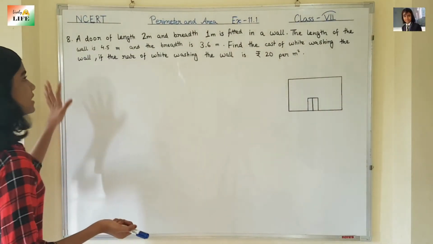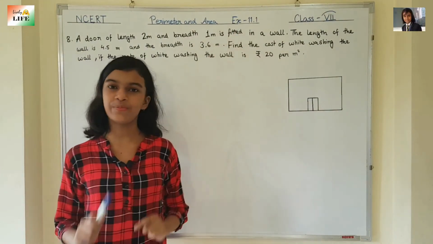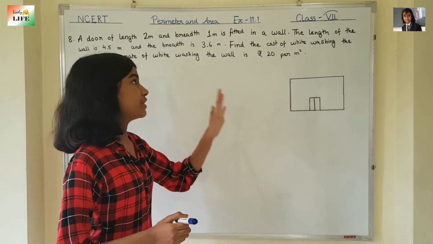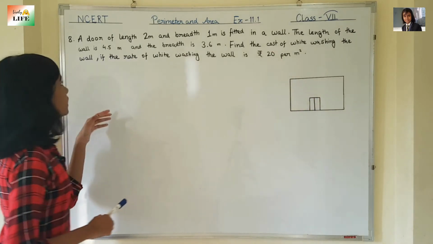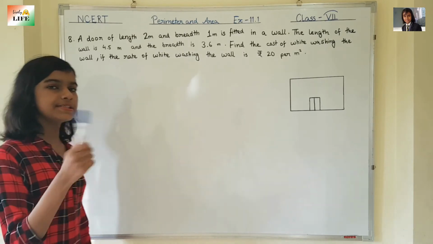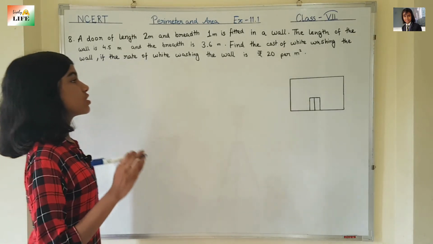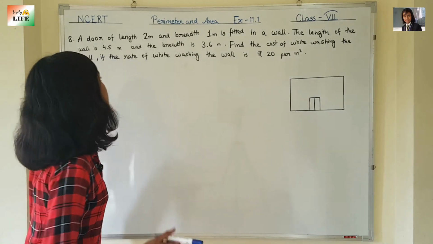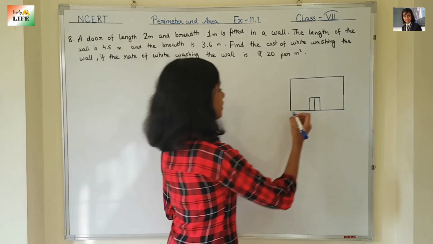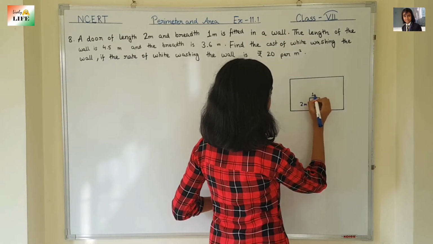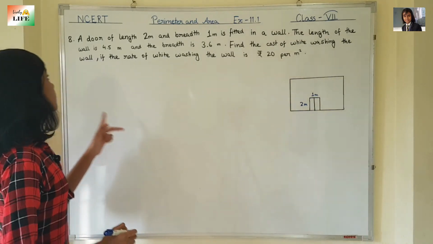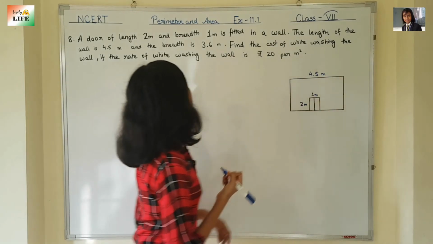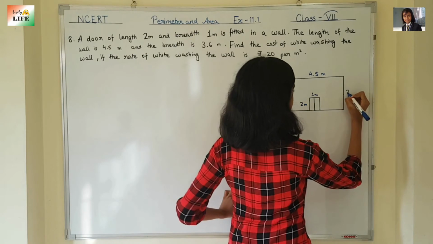And now we are going to solve the last question, the 8th question of exercise 11.1. A door of length 2 meter and breadth 1 meter is fitted in a wall. The length of the wall is 4.5 meter and the breadth is 3.6 meter. Find the cost of whitewashing the wall if the rate of whitewashing the wall is ₹20 per meter square. Suppose this is 2 meter and this is 1 meter. The length of the wall is 4.5 meter and the breadth is 3.6 meter.